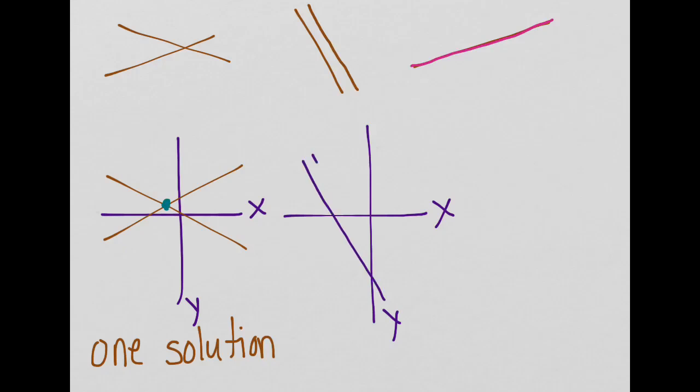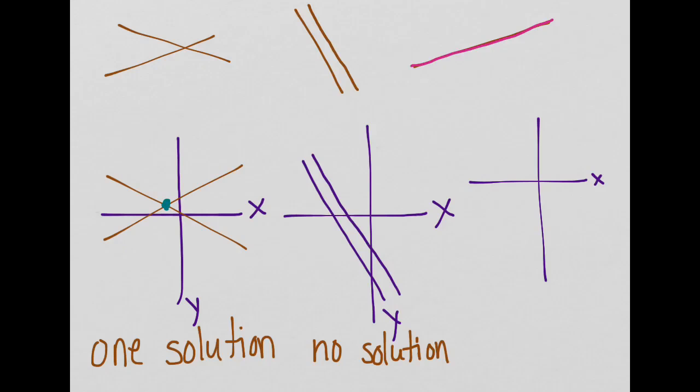Okay, so if I drew another set of axes, and this time I had the two lines that don't ever intersect, maybe they're parallel, they will never intersect, and so these two lines have no solution. There is no point where those two lines cross, so they don't have a solution at all.